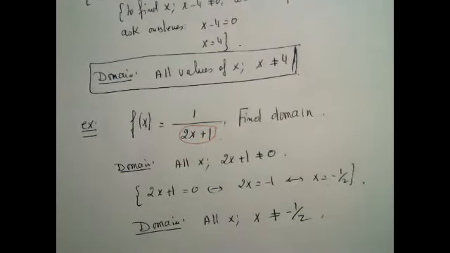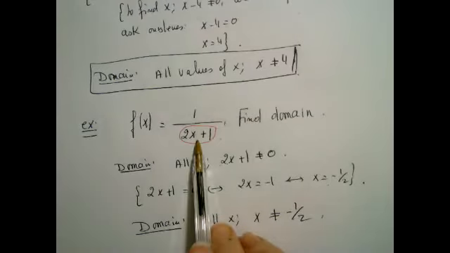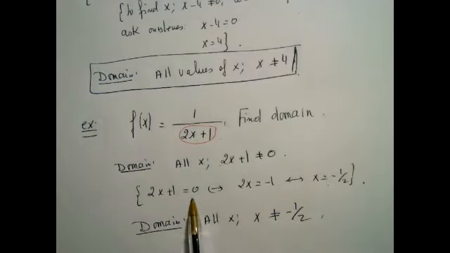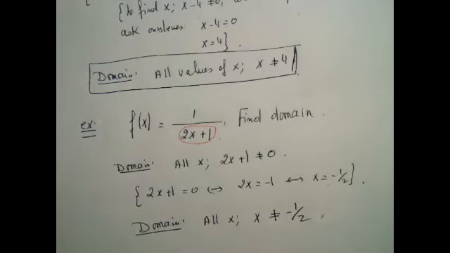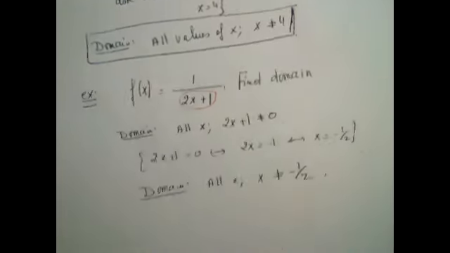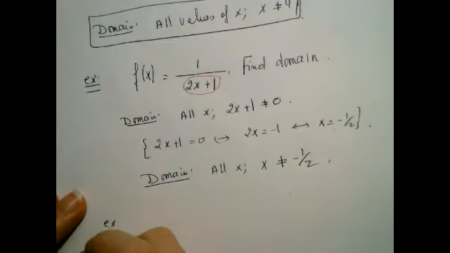So whenever I have a denominator and I need a domain, I ask myself, what are the x's that make this 0? Once I find them, I have to remove them, and everything else will be acceptable in the domain. All right, more examples, of course.